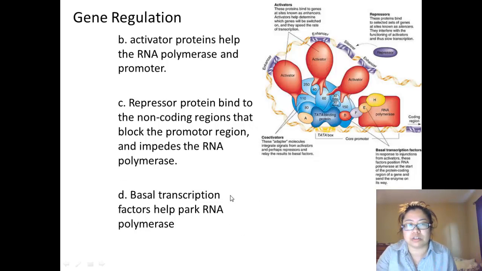So in eukaryotic gene regulation, the process is very similar to prokaryote gene regulation. But you can see that there's a lot of factors that go into whether a gene regulation turns it on or off, whether it starts going or not.